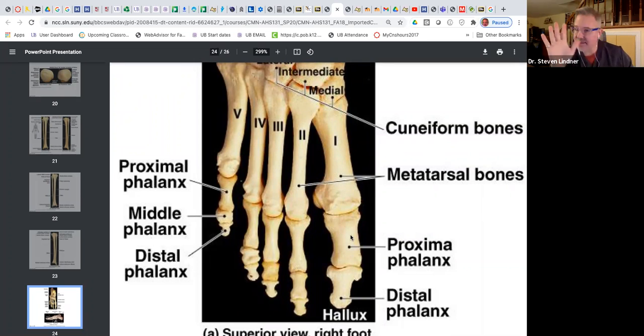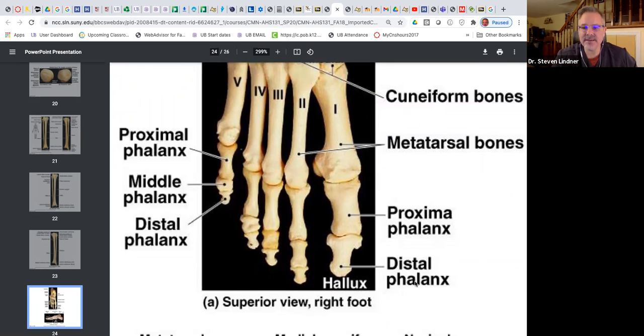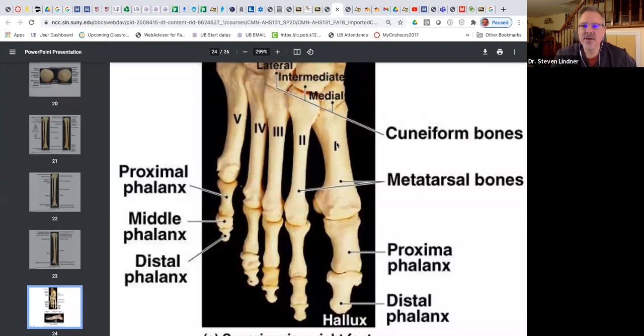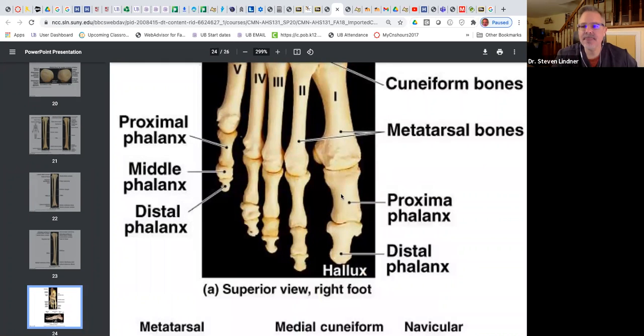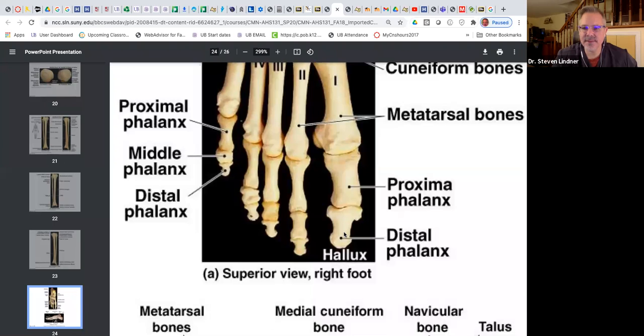What about this? Remember, just like the hand, right? The thumb only has a proximal and a distal phalange. There is no middle phalange of the great toe or of the thumb. There's only a proximal and a distal phalanx. Okay, so if we asked what is this on a test, first metatarsal, 1ST for first metatarsal. Here, first proximal phalange. Here, first distal phalange.